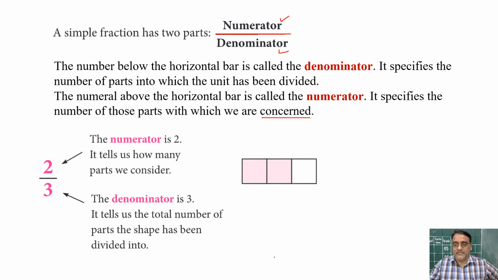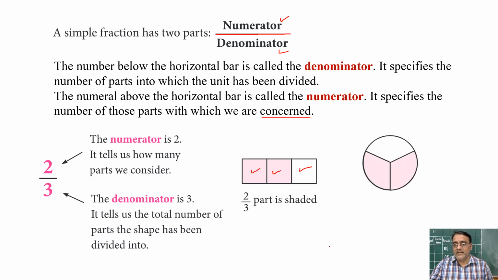See this figure. 3 equal parts and 2 parts are shaded. So if we are considering the shaded part, the fraction is 2 by 3. If we are not considering the shaded part, we are taking the unshaded part, then the fraction is 1 by 3. So it is very important what we are taking, what we are considering.